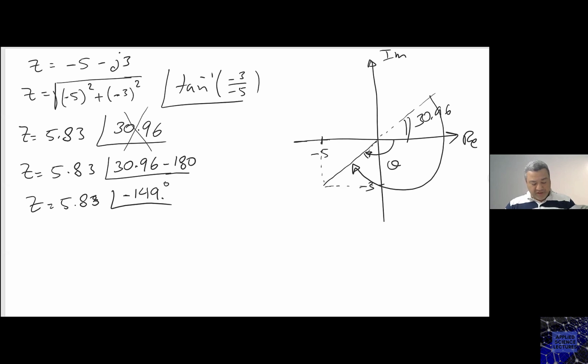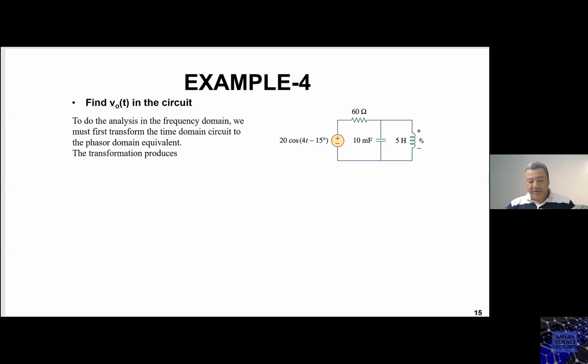Okay, now let's move on to the next example here. In this example, we need to find V naught of t. So we need it in time domain, right? And it's given to me in time domain, but we have learned that the first thing we do is to transform it to the frequency domain. So in this case, let me calculate first the impedances.